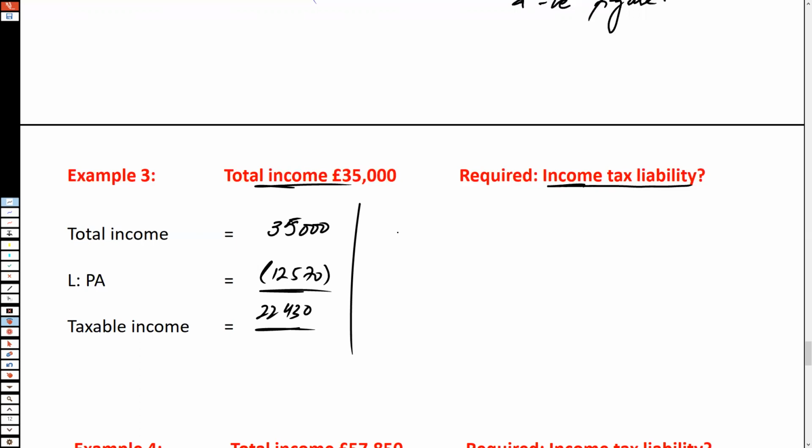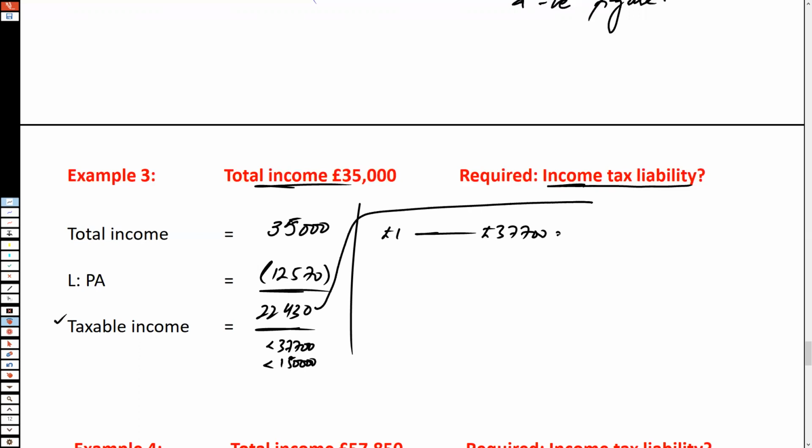If you remember, the first band limit starts from 1 pound to 37,700, and our taxable income is less than the basic rate band limit and also less than the second band limit of 150,000. This total amount of 22,430 is in between the first band limit. It means 22,430 is going to be taxed at the basic rate of 20%. 4,486 is calculated as the income tax liability.